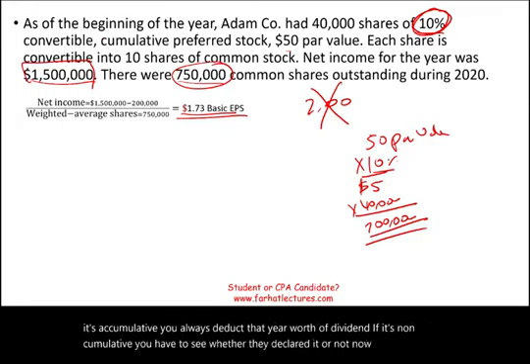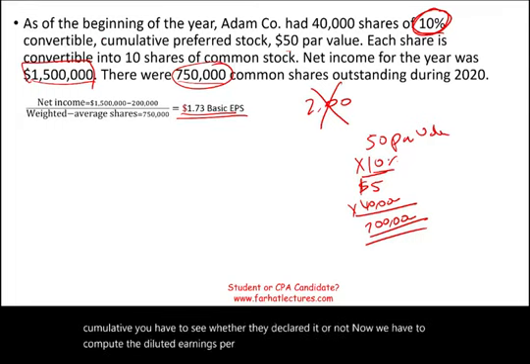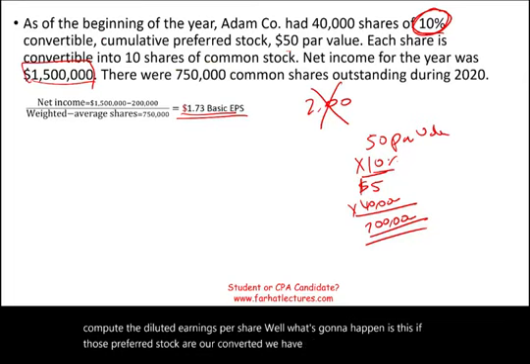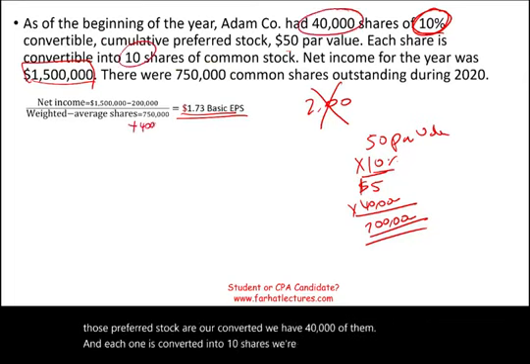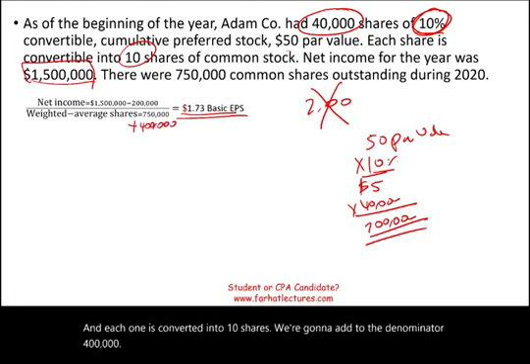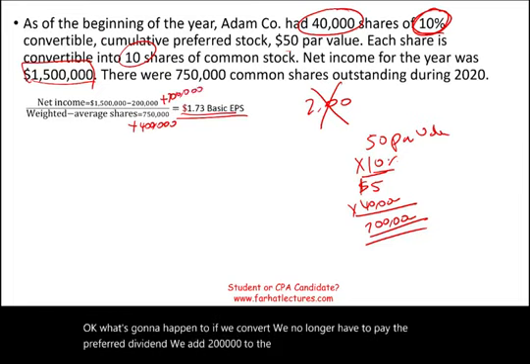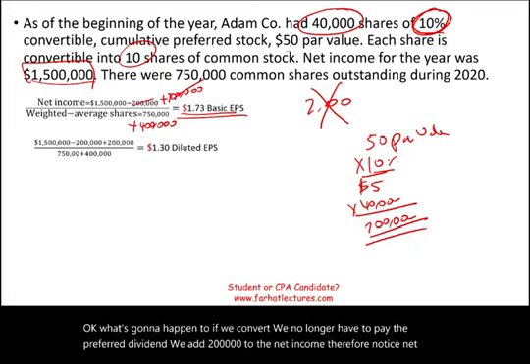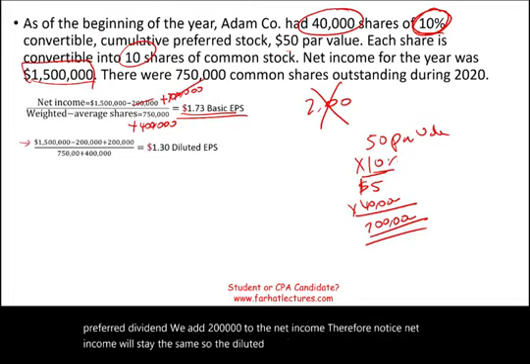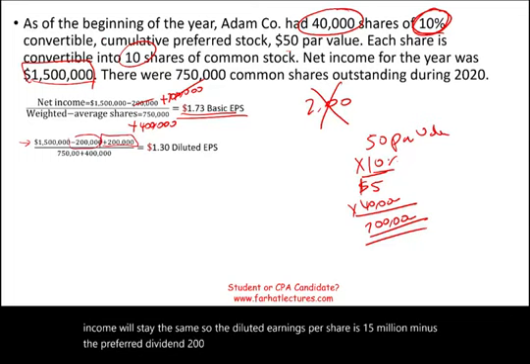Now we have to compute the diluted earnings per share. Well, what's going to happen is this. If those preferred stock are converted, we have 40,000 of them, and each one is converted into 10 shares, we're going to add to the denominator 400,000. Okay? What's going to happen too? If we convert, we no longer have to pay the preferred dividend. We add 200,000 to the net income. Therefore, notice, net income will stay the same. So the diluted earnings per share is 1.5 million minus the preferred dividend 200,000 plus the preferred dividend eliminated 200,000.